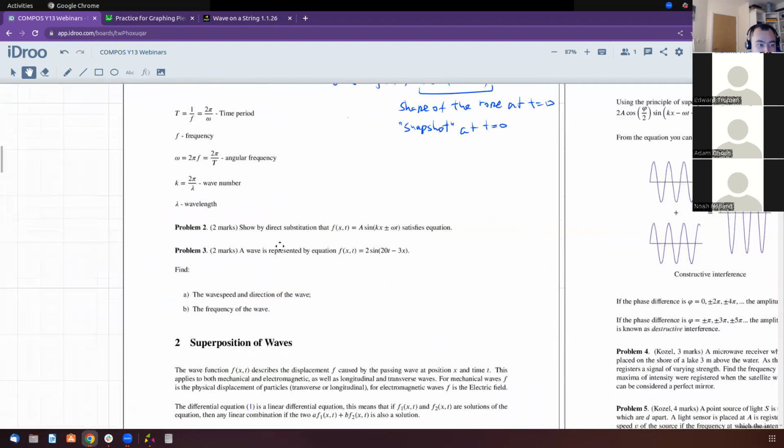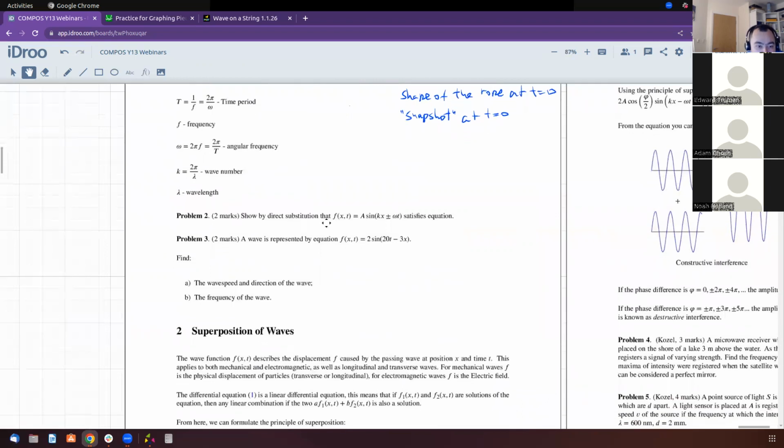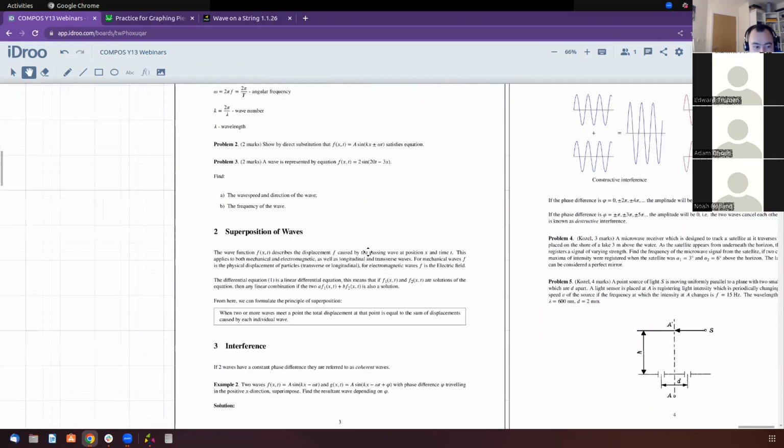Show by direct substitution. Okay, so this is easy. You can do this. A wave represented by this equation. Find the wave speed, the direction of the wave, and the frequency of the wave. So you'll need to work it out.